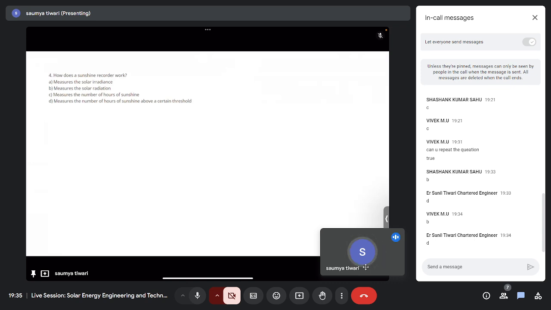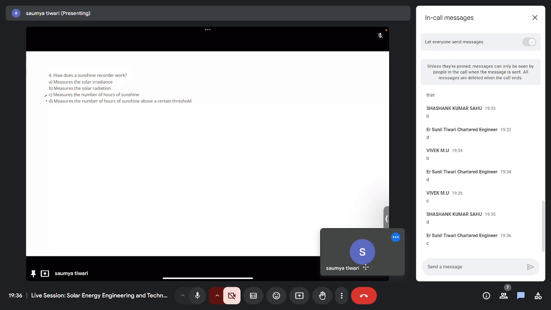You can write your answer in the chat box. So Vivek has opted for option C. Shang opted option D. Okay. Again option C. Okay, let's discuss the answer.